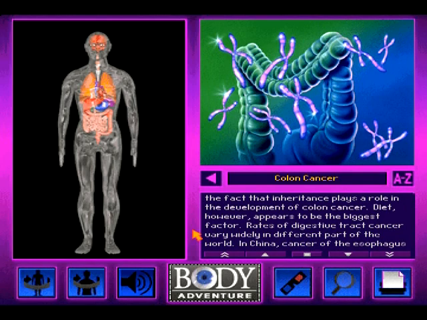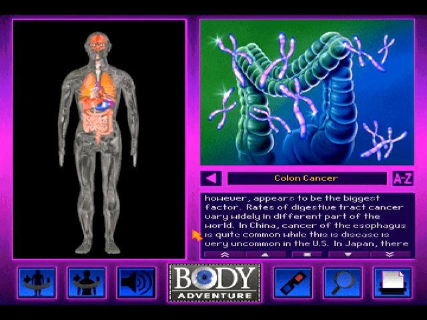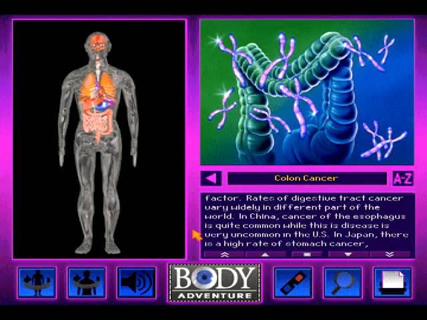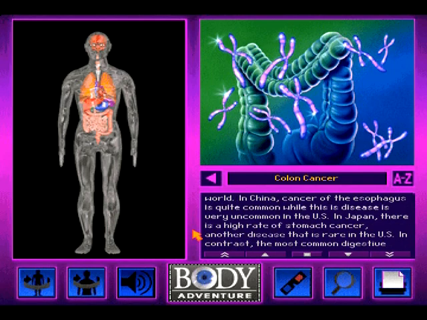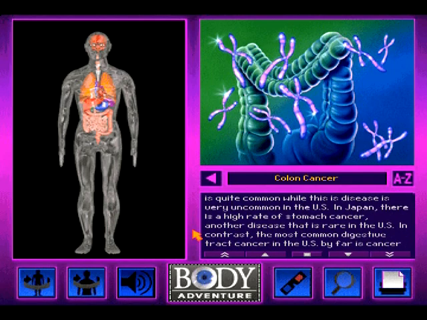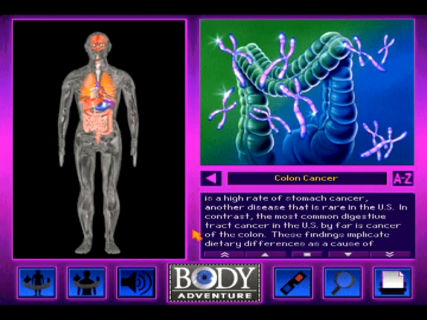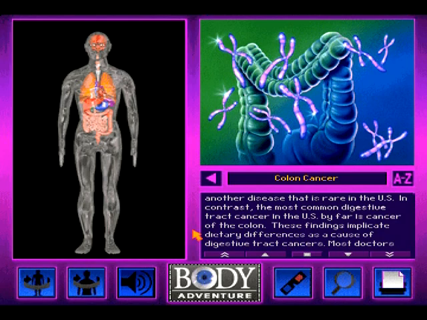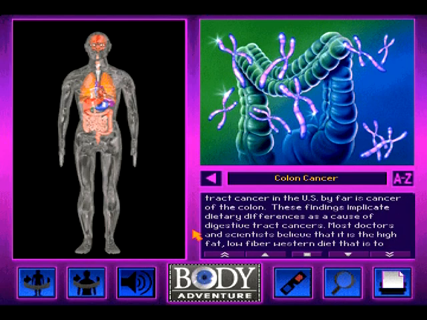Rates of digestive tract cancer vary widely in different parts of the world. In China, cancer of the esophagus is quite common, while this disease is very uncommon in the U.S. In Japan, there is a high rate of stomach cancer, another disease that is rare in the U.S. In contrast, the most common digestive tract cancer in the U.S. by far is cancer of the colon. These findings implicate dietary differences as a cause of digestive tract cancers.